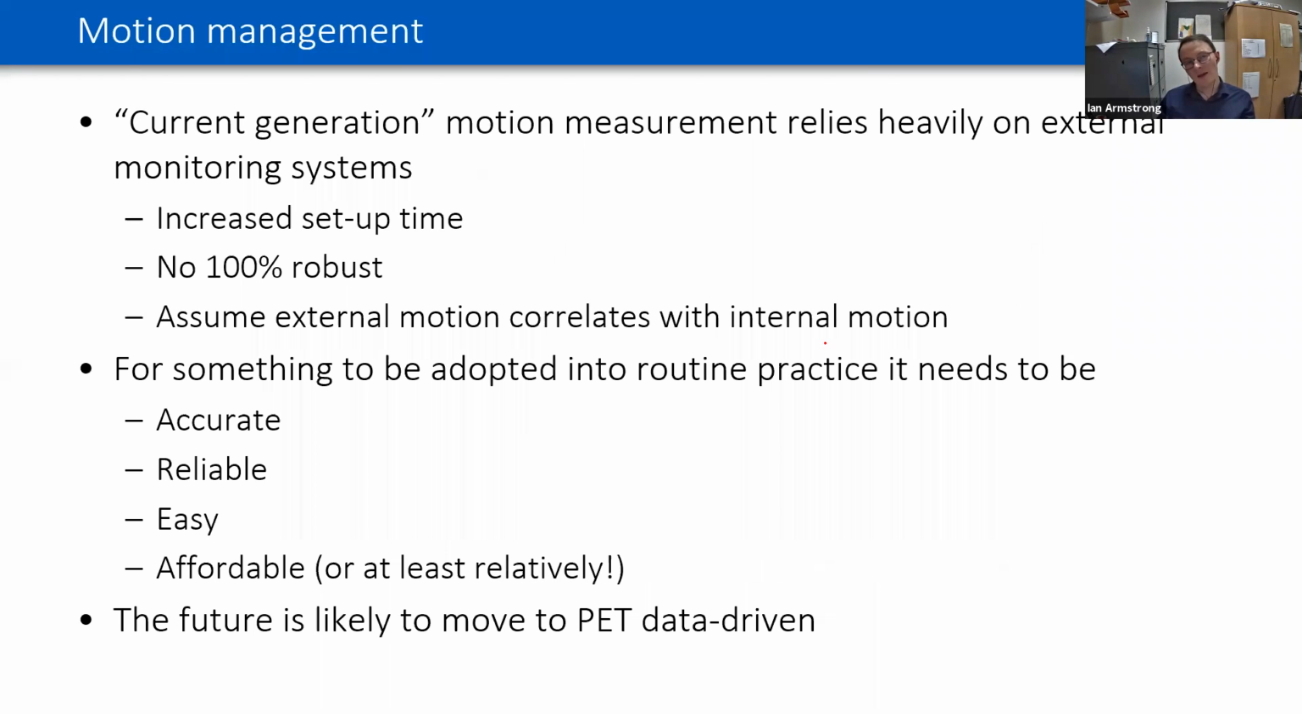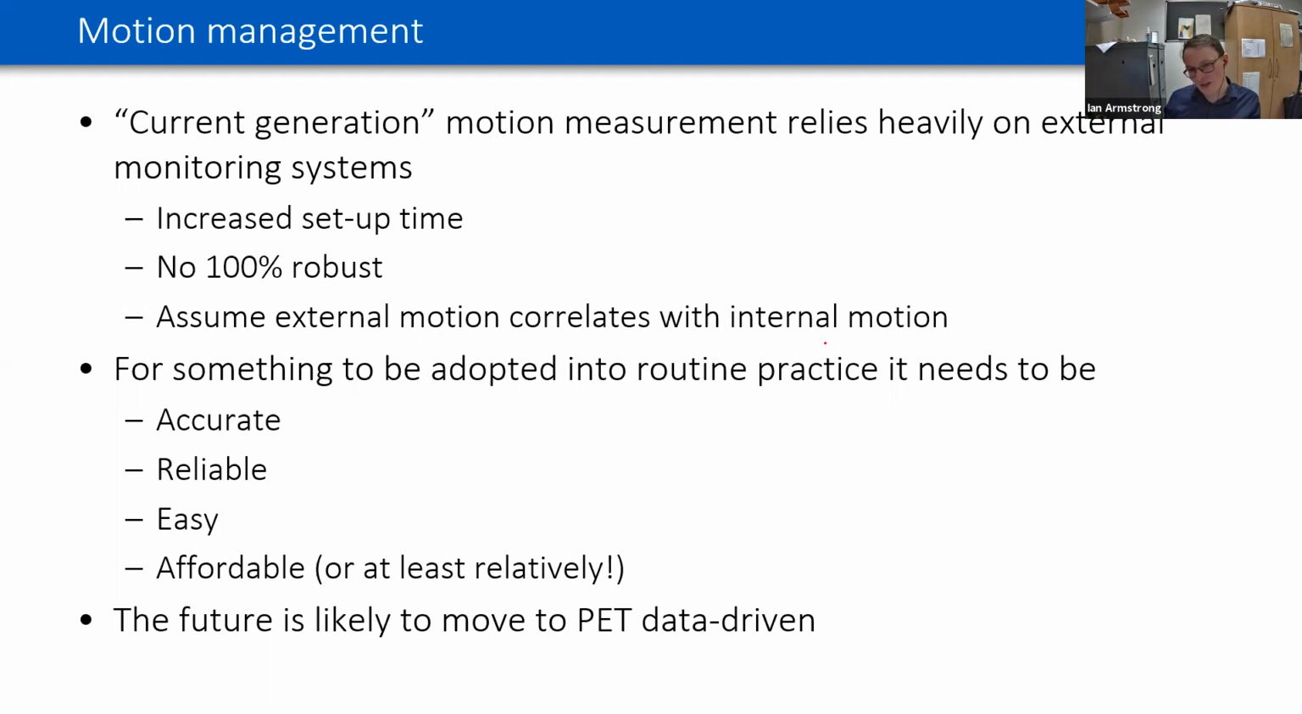Now, current generation motion relies heavily on motion management or measurement. It relies heavily on the external system, so the belt or the camera. This, of course, is increased setup time, both for the patient and the technologists. Those of you that use them, and I include ourselves in that, will know that they're not 100% robust. They can have quite a few technical issues with them.